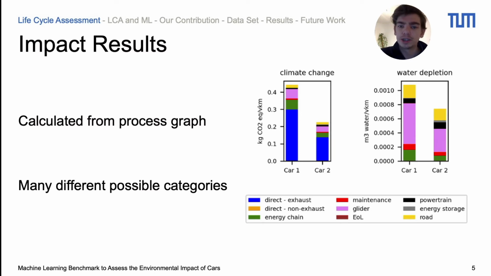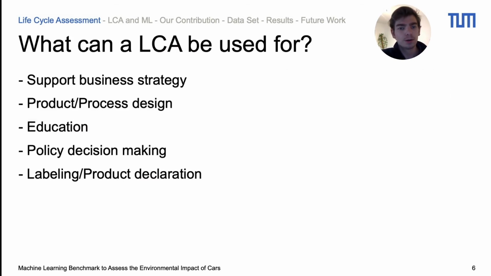So now that we know what a LCA is and what results it gives, there are two important questions. First, what can a LCA be used for? The LCAs have various applications. They are often used to support business strategies and product or process design. For instance, you can identify steps in manufacturing that need to be looked at, or compare different materials. But they are also used in education and support policy decision making. In recent years, they are also becoming more important for labeling and product declaration.